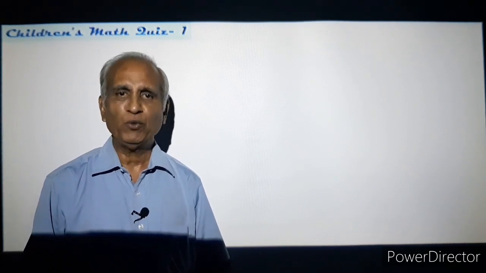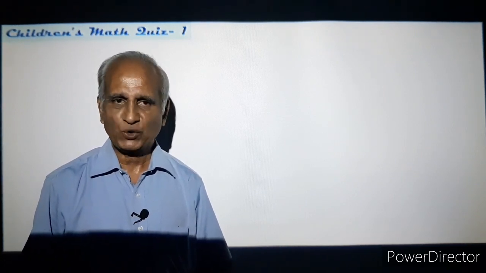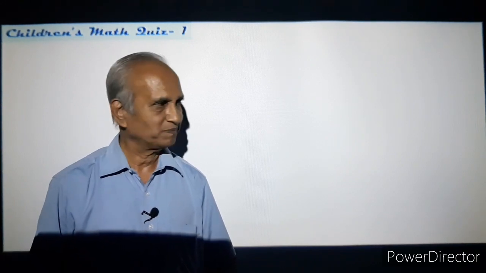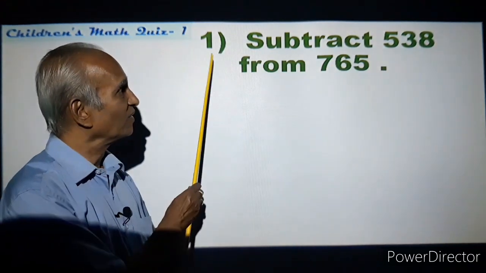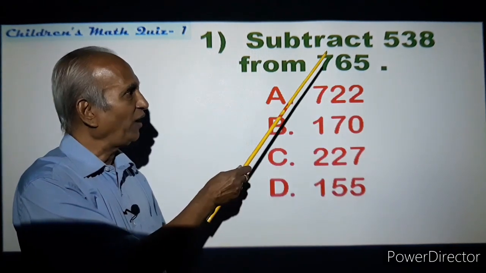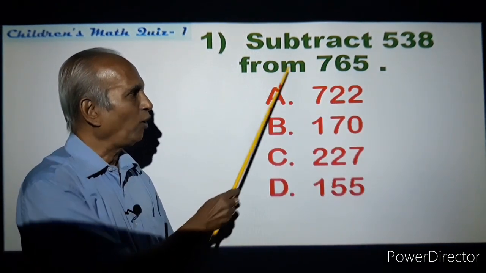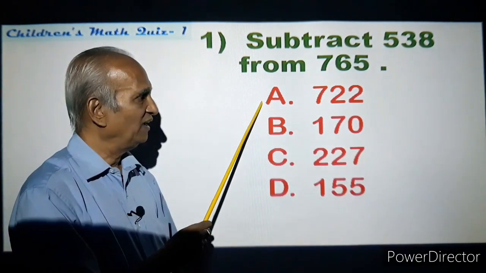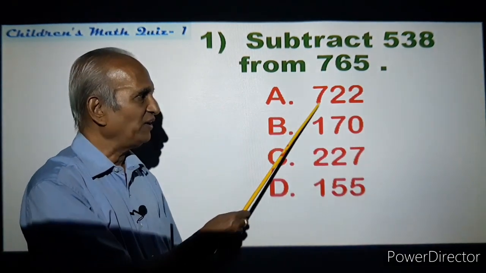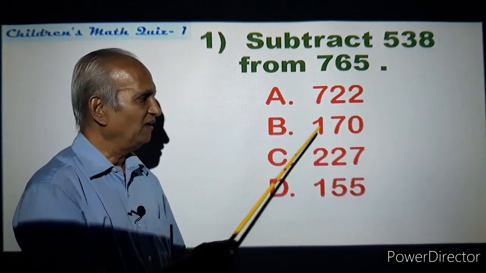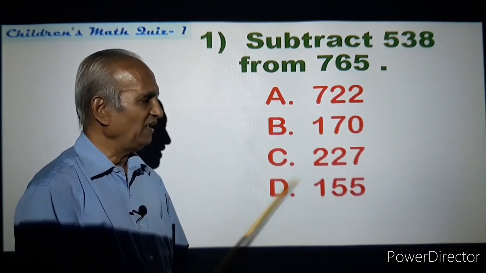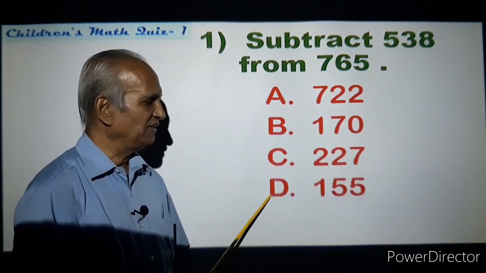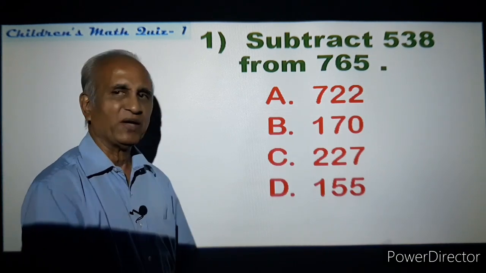Okay, now we will move ahead with the quiz. The first question is here. Subtract 538 from 765. Answer A 722, B 170, C 227, D 155.